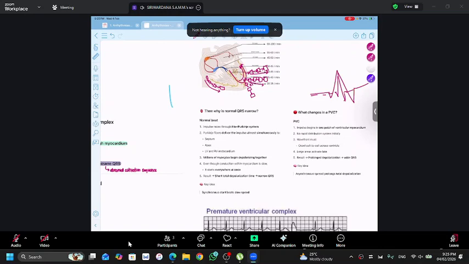Usually supraventricular arrhythmias are narrow complex. In ventricular arrhythmias, the problem usually starts within the ventricular myocytes, and once that happens, the impulse starts spreading from ventricular myocyte to myocyte, and that leads to the formation of wide QRS complexes. Now let's go back to our scenario.